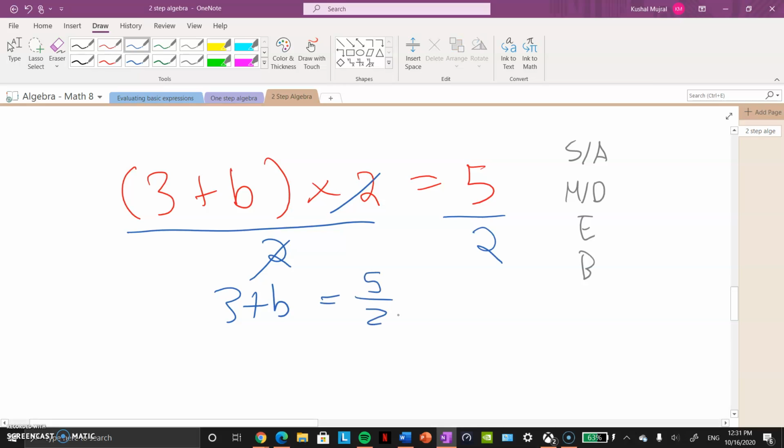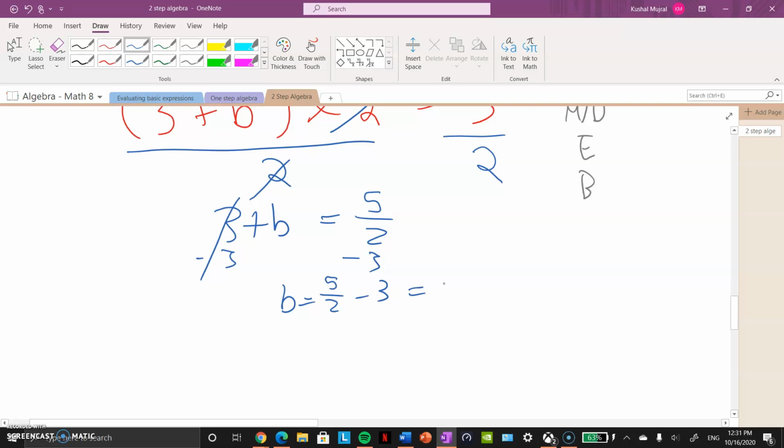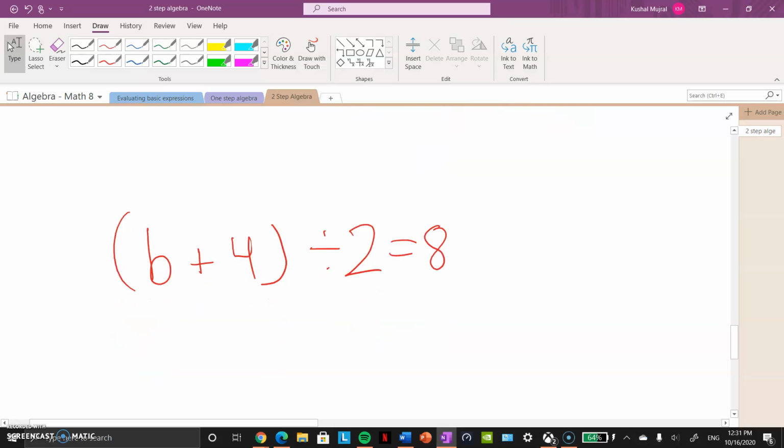And then to solve for b, we're going to want to take away this 3. Then we want to take away the 3 from this side as well. And then b equals 5 over 2 minus 3. And then, making the common denominator, it's 5 over 2 minus 6 over 2, which is negative 1 over 2. And so b equals negative 1 over 2. Okay? I think there's like 2 more questions.